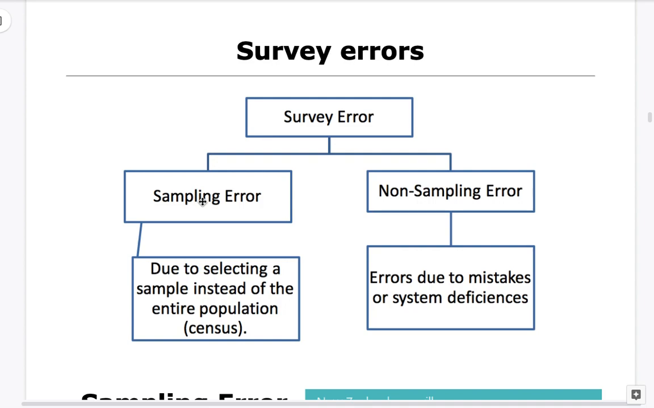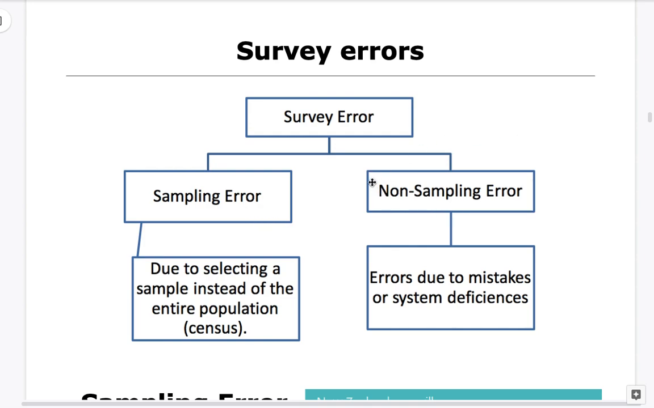Let's have a look at survey errors. Now there are two types of survey errors. There are errors called sampling errors, and this is as soon as I take a sample, I have sampling error. Okay, you cannot avoid it. It's the fact that I've got a sample, I don't know everything about everyone in the population, therefore I'm going to always have sampling error.